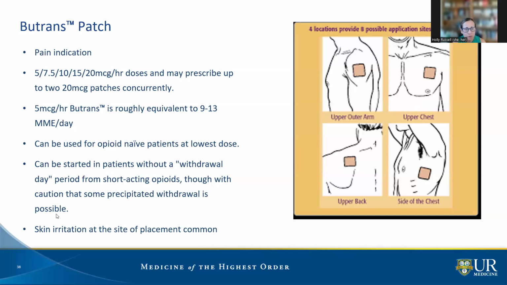So for any patients with any comorbidities, I usually do have them wait for some washout period because I don't want them to go through that precipitated withdrawal, even though it is microgram dosing. And in terms of side effects, the most common one is skin irritation at the site of placement, and you can see it can be placed on the upper arm, upper chest, upper back, and side of the chest.